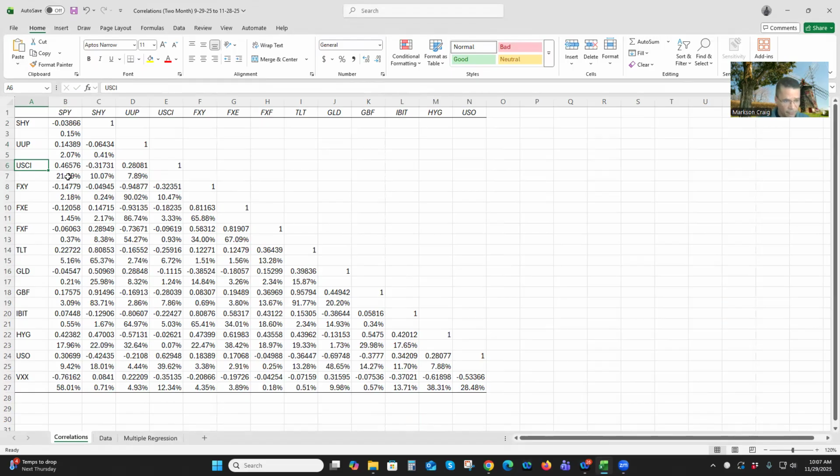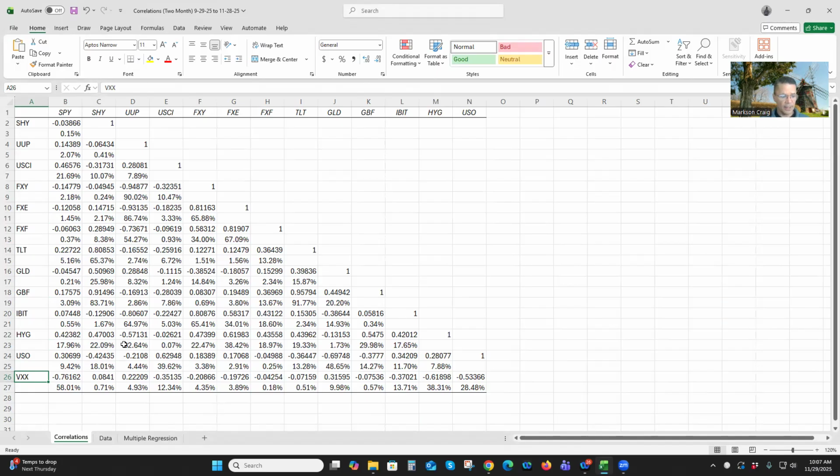USCI is an exchange-traded fund which tracks commodities. FXY is an exchange-traded fund which tracks the Japanese yen. FXZ is the euro currency. FXF is the Swiss franc. TLT is a long-term U.S. government bond fund. GLD tracks gold. GBF is a credit fund. IBIT tracks Bitcoin. HYG tracks a high-yield corporate bond fund based in the United States. USO is oil, and VXX is the VIX.